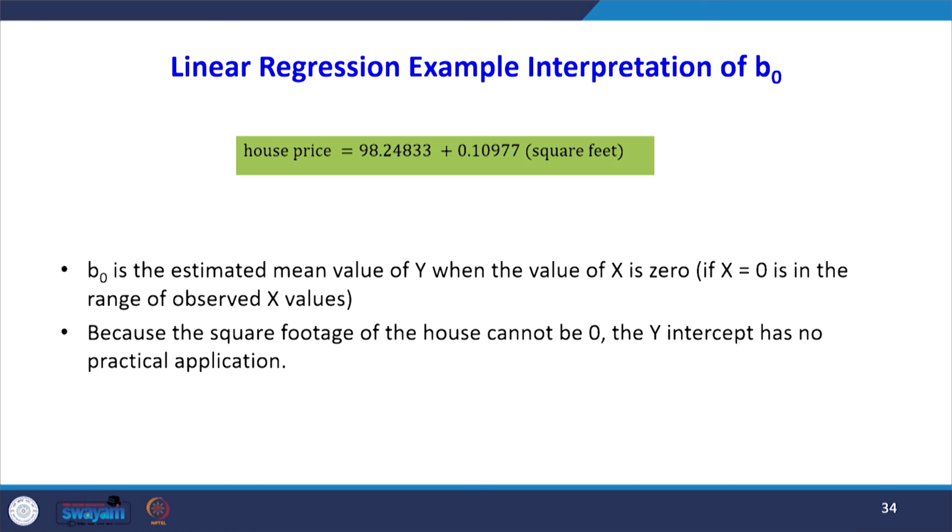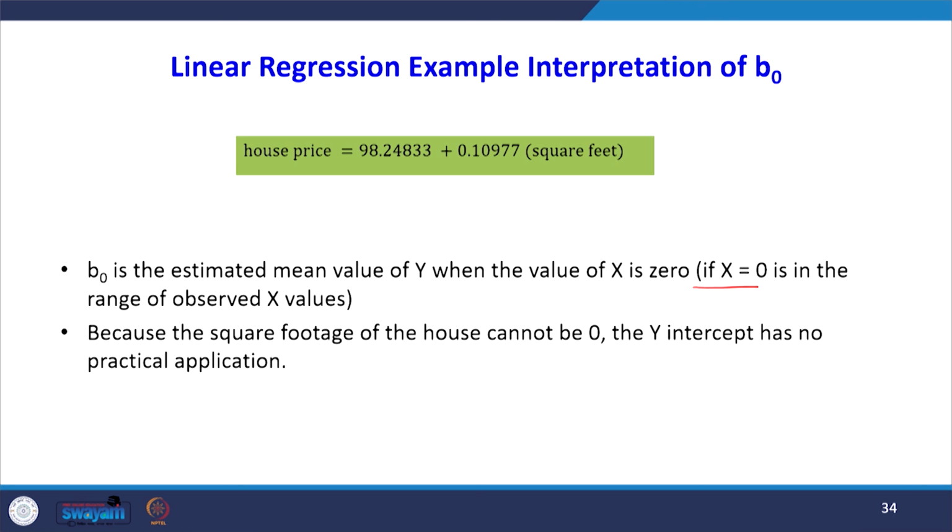So, how do we interpret the y-intercept? B0 is the estimated mean value of y when the value of x equals 0. If there is no independent variable, B0 is an approximate value of our y value. That is, if x equals 0 is in the range of observed x values, here B0 is the mean of all y values. Because the square footage of a house cannot be 0, the y-intercept has no practical application.